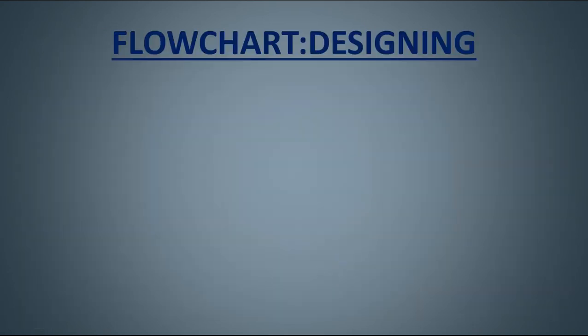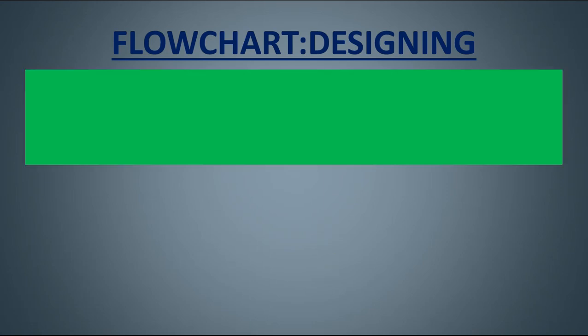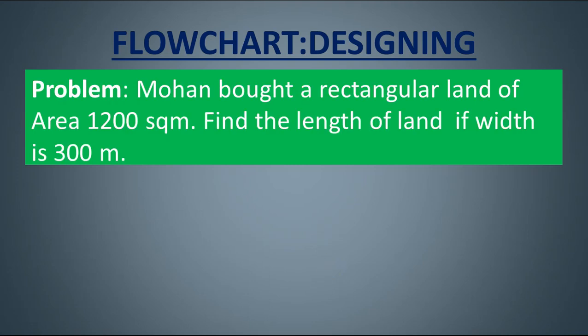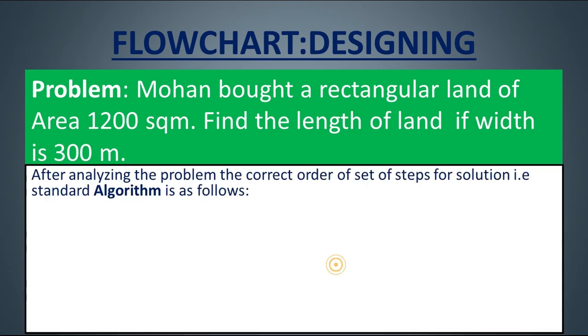The flowchart designing means how you can draw or form your flowchart. So let us take an example that we have already discussed in the previous video. A simple example. Mohan bought a rectangular land of area 1200 square meter. Find the length if the width is given to you as 300 meter. So for this solution, we have already discussed that one.